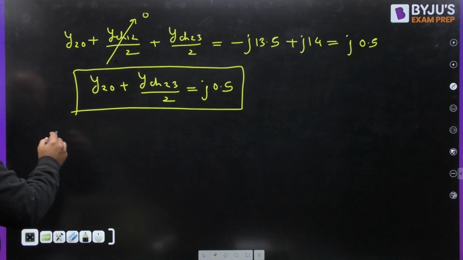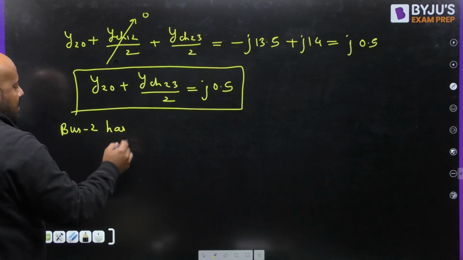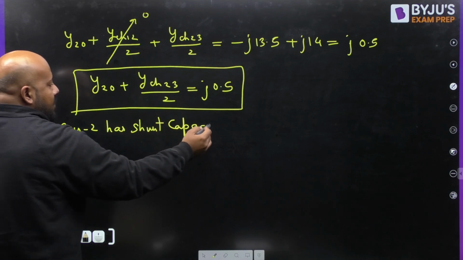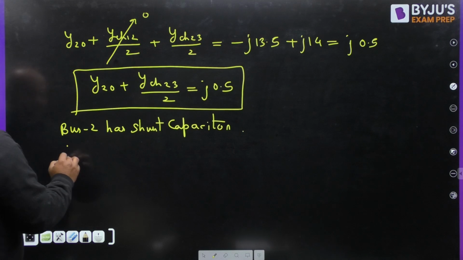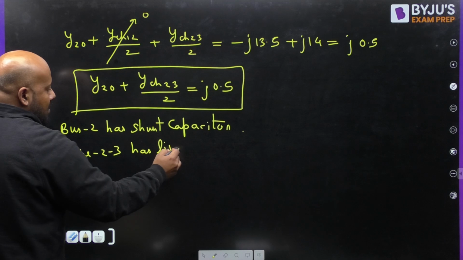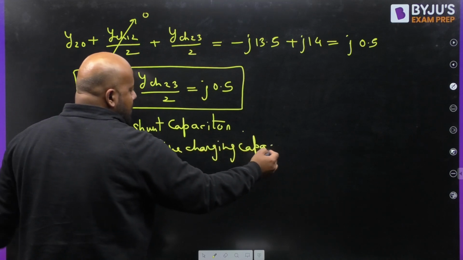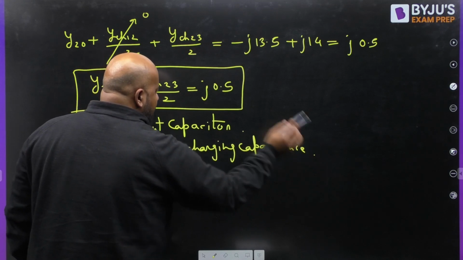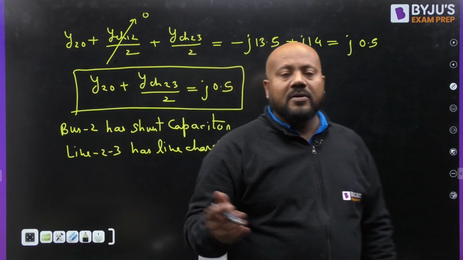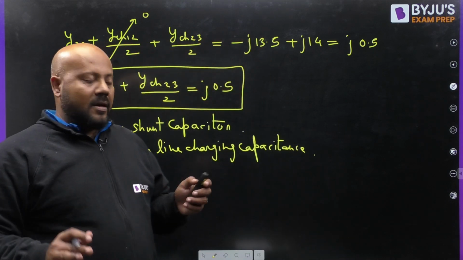So the conclusion is bus 2 has shunt capacitor and line 2 to 3 has line charging capacitance. This is the conclusion you can draw. There can be infinite number of ways in which you can put various values for y20 and y charging 23, and you will get various combinations, but we have to draw some general conclusion.